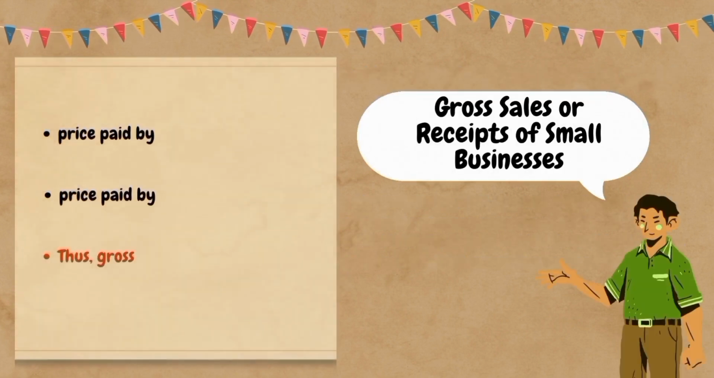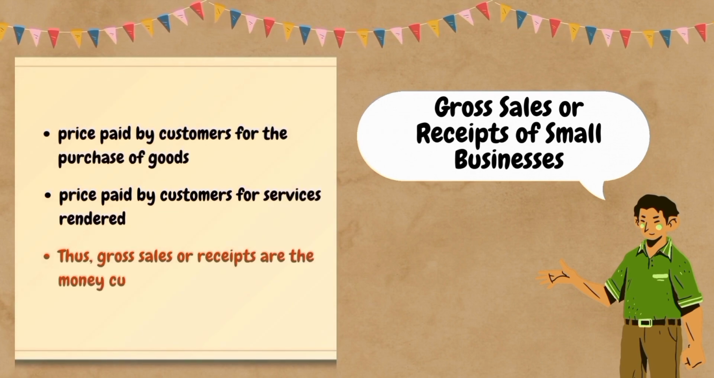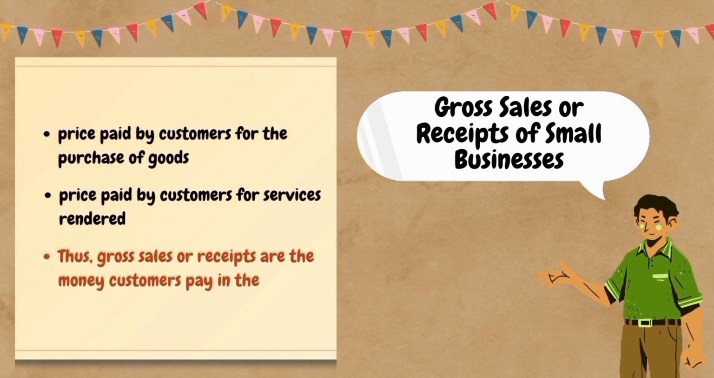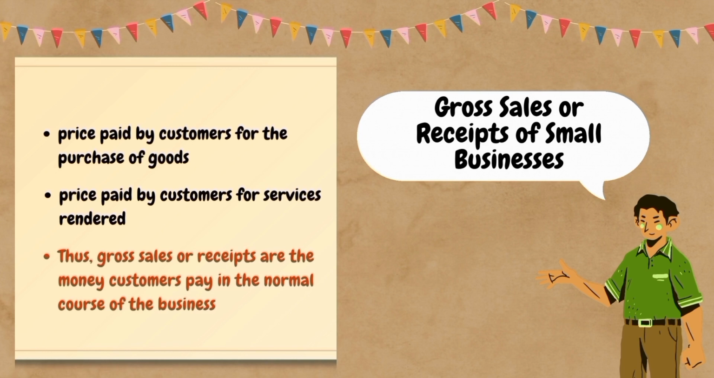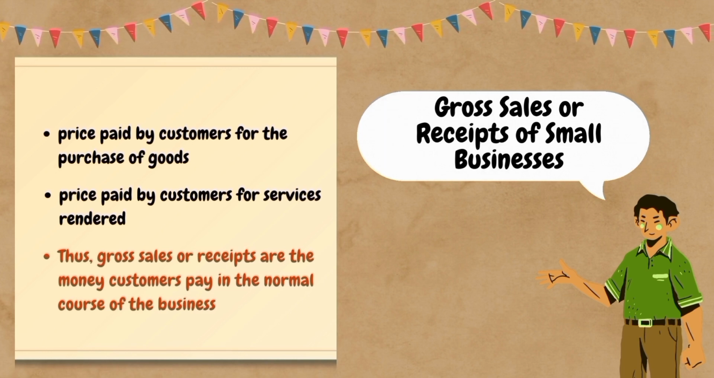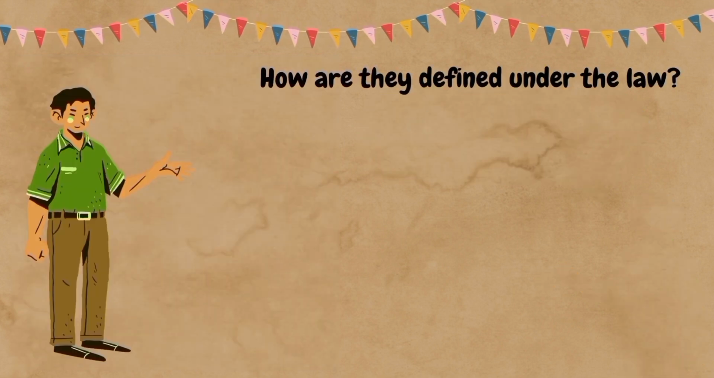What are the components of gross sales or receipts of small businesses? This may include the following items: the price paid by customers for the purchase of goods in a sari-sari store or for purchasing bread from a bake shop. For services, it may include the haircut fee paid to a barber. Thus, gross sales or receipts are the money customers pay in the normal course of business.